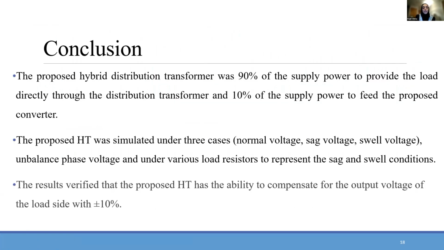To conclude, the hybrid transformer was simulated under different cases, and the results proved that the hybrid transformer has the ability to compensate for the output load voltage within 10%. So if anyone has questions.